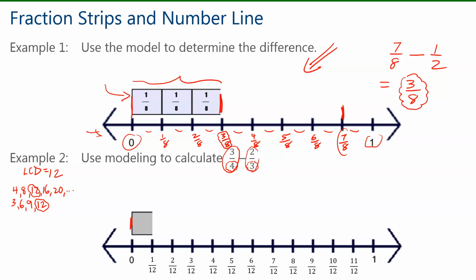Well, I have this little gray piece here. It starts at 0, ends at 1/12. So guess what? I can easily pop a 1/12 fraction strip over that. So what we've just determined is that 3/4 subtract 2/3 equals 1/12, which is simplest form.